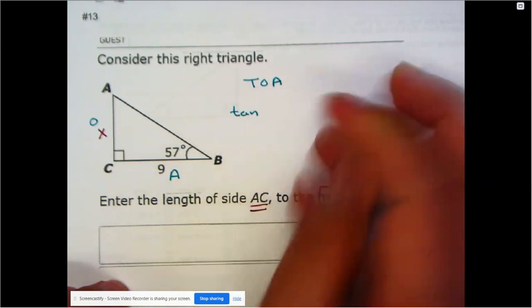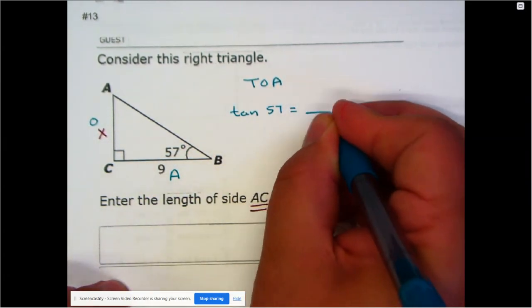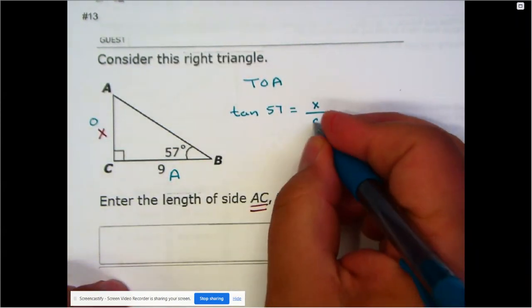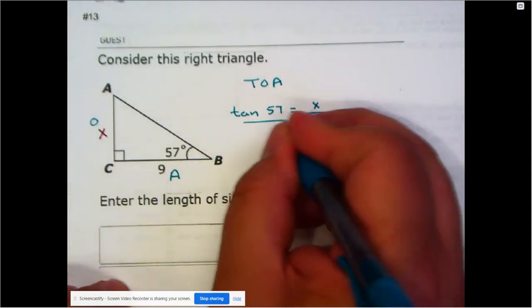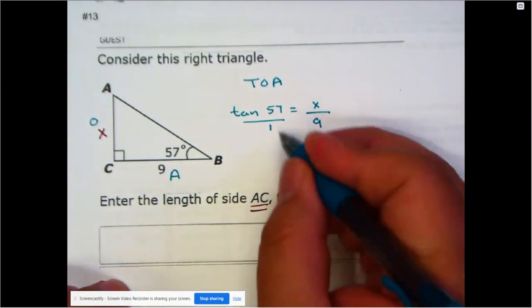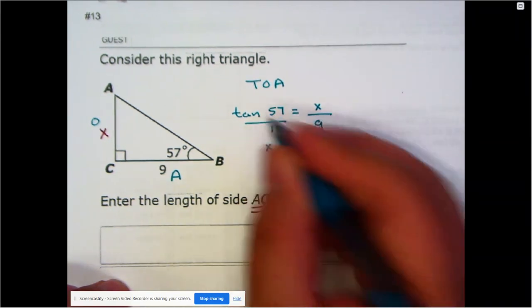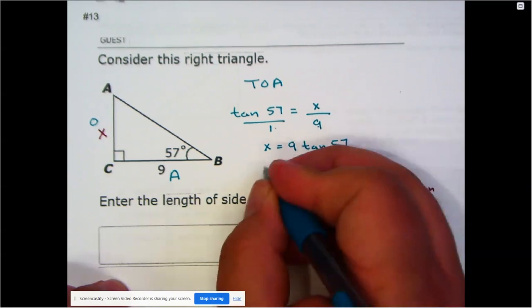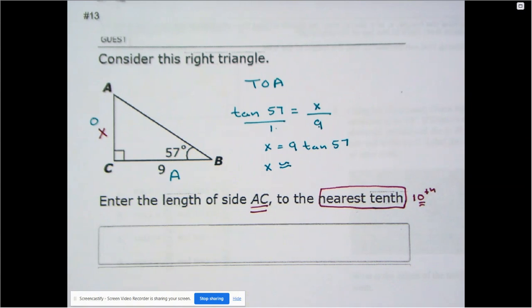So tangent of 57 is equal to a fraction, opposite over the adjacent. So there's the setup. And now, of course, as always, a little cross multiplying. 1 times X is X. 9 times tangent is 9 tangent. And yeah, we are ready for the calculator. So 9 tangent of 57.